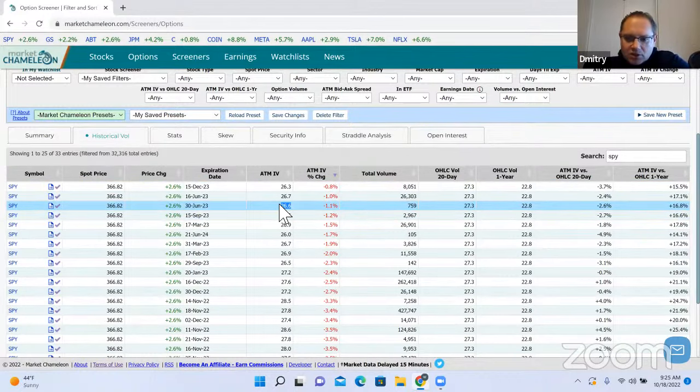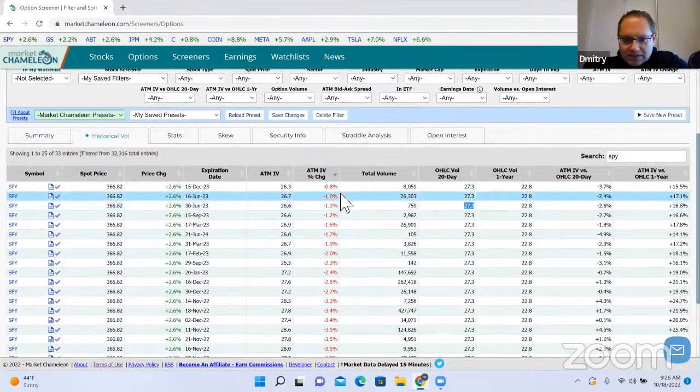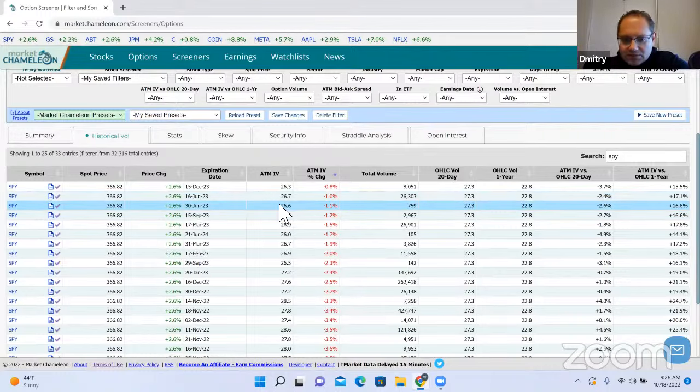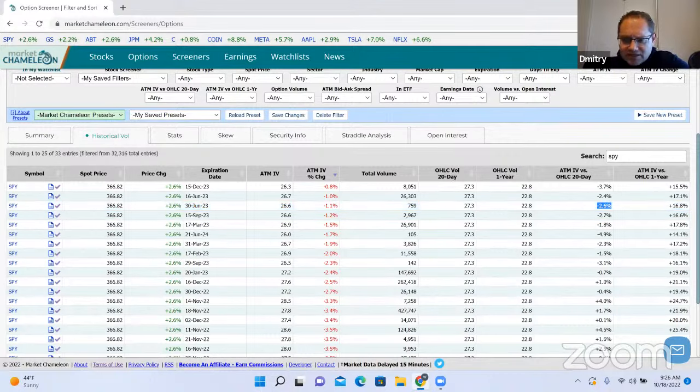SPY moved at a 27.3 volatility. And if we compare that to the at the money's IV, we could see that the at the money IV is at a discount to the 20-day realized. We don't know what it will move, but we can compare it to where it has moved in the past. That's a 2.6% discount to the last 20 days. If we compare it to the 1 year, we see that for the 1 year, it's at a 16.8% premium.